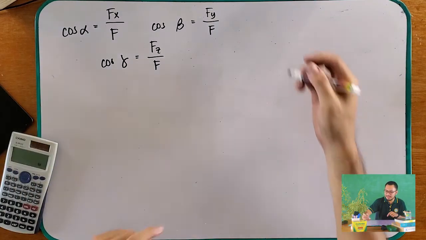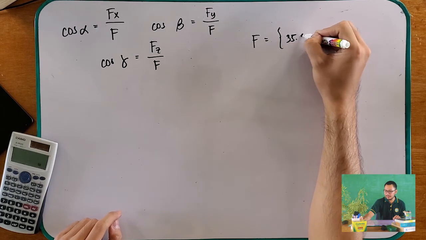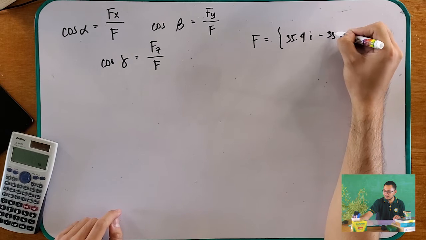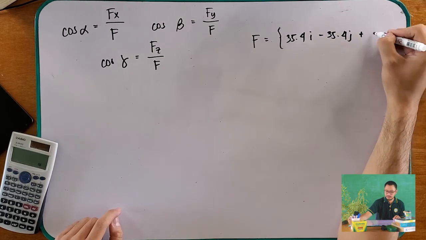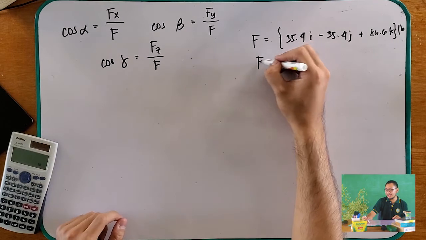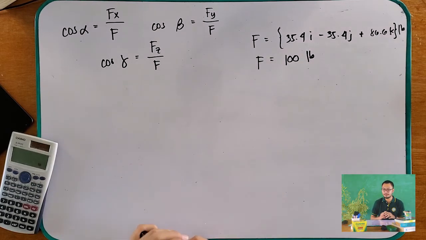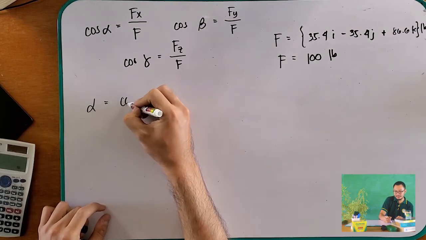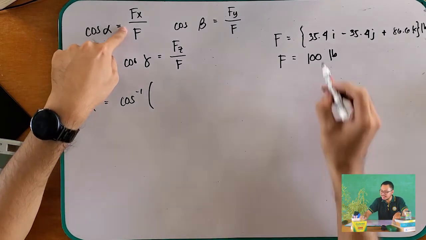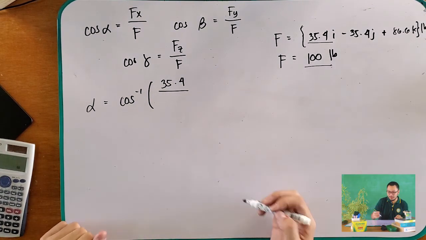We have learned that the Cartesian vector of that force is equal to 35.4 i minus 35.4 j plus 86.6 k. And we know that your F has a magnitude of 100 pounds. Very easy. We will just use the formulas. To get your alpha, all you have to do is the inverse cosine of fx, which is this one, 35.4 over your f, the magnitude of your force, which is 100.